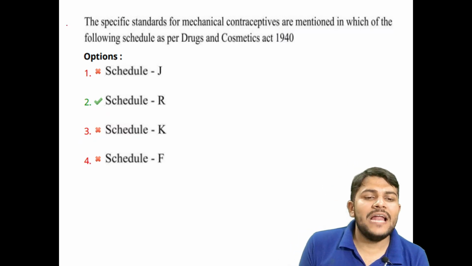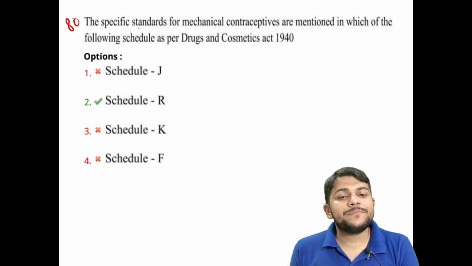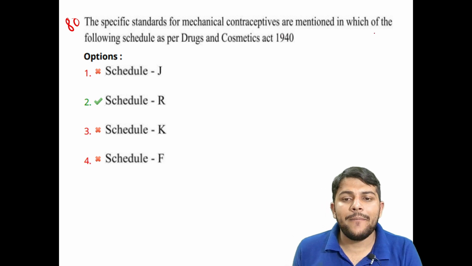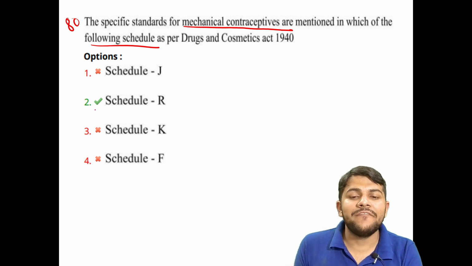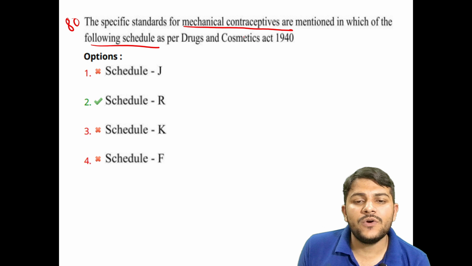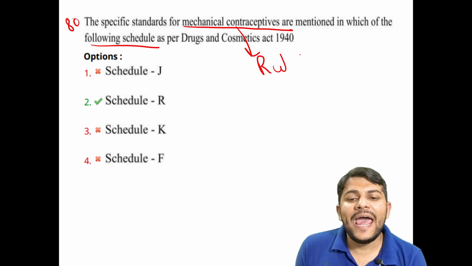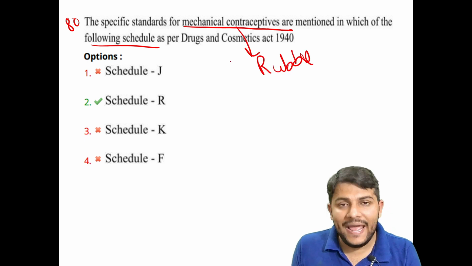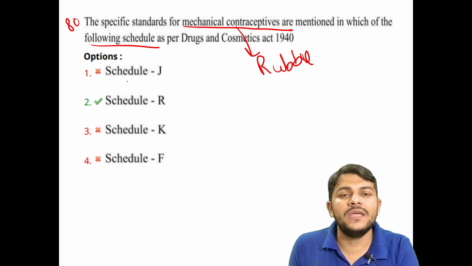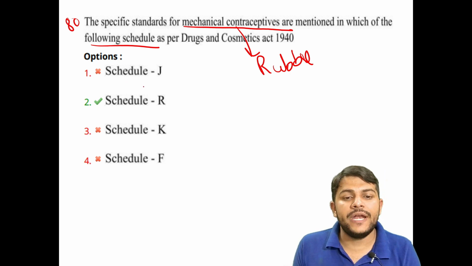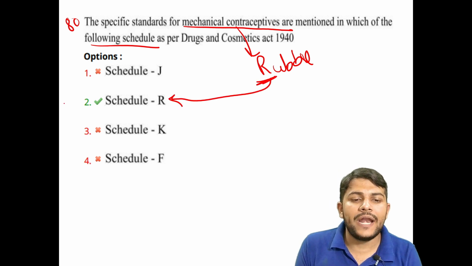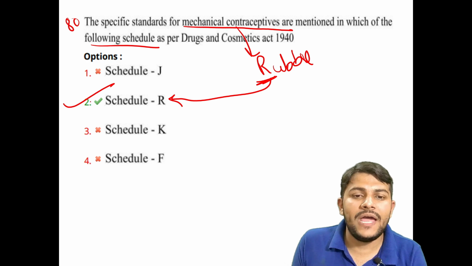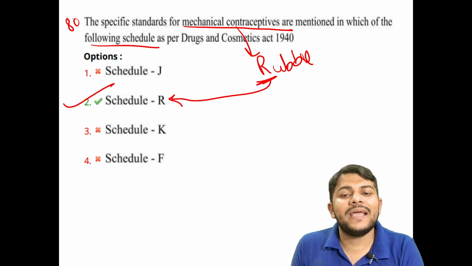Then we have the last question, question number 80. The specific standard for mechanical contraceptives is mentioned in which of the following? Mechanical contraceptives include intrauterine devices, condoms and diaphragms. You can remember that contraceptives are mainly made of rubber, as this was discussed by Ketki ma'am in the supermodel paper, as well as in the live classes for Telangana pharmacist students. So R means mechanical contraceptives are made of rubber, so you can take R as Schedule R. Schedule R, according to the DPCO Act, is the specific standard for mechanical contraceptives.